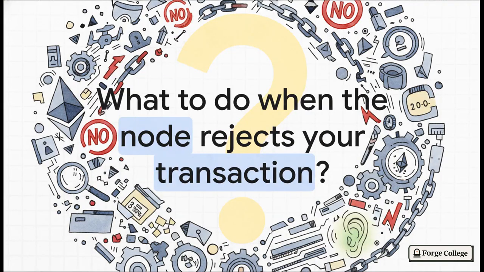Which brings us to basically the most important question of this entire explainer. What actually happens when the node just flat out says no? Look, your first instinct is probably going to be to panic, or maybe just blindly resend the transaction over and over, hoping the node magically changes its mind. Please don't do that. We really need to shift our mindset here from panic to routine mechanical diagnosis. The node is actually doing us a huge favor. It's telling us exactly what's wrong. We just need to know how to listen to it.